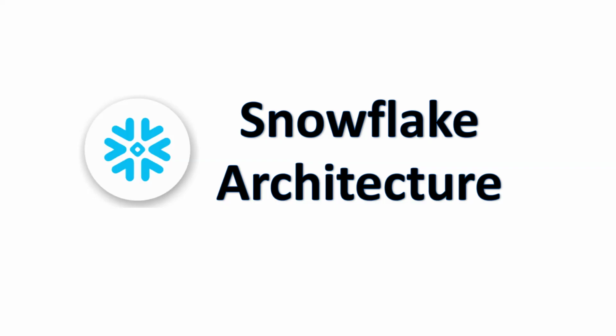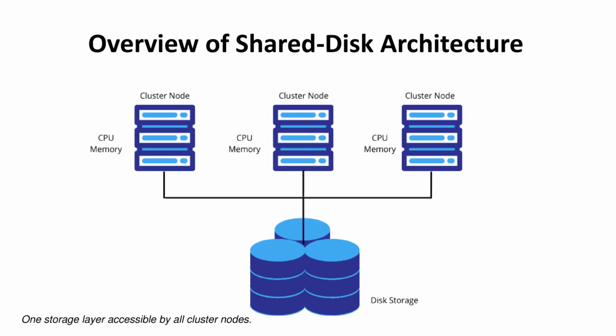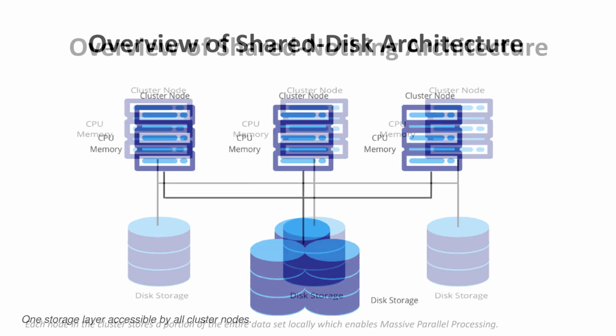Before we get into understanding the architecture of Snowflake, let us discuss shared disk and shared nothing architectures. Overview of shared disk architecture. Used in traditional databases, shared disk architecture is an architecture in which the cluster nodes share the same storage device, but each node has its own CPU and memory. Any machine can read or write any portion of data into central data storage. Scalability and performance are limitations.